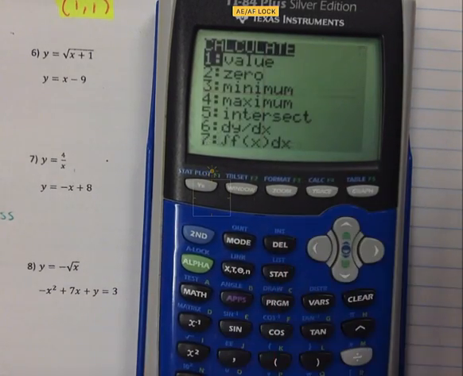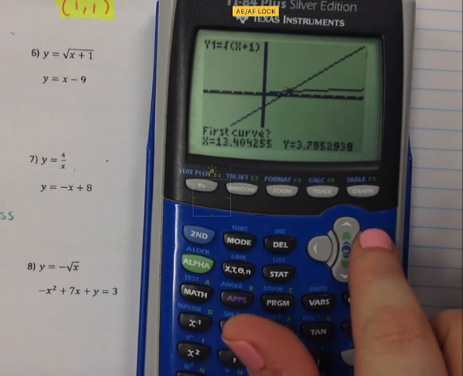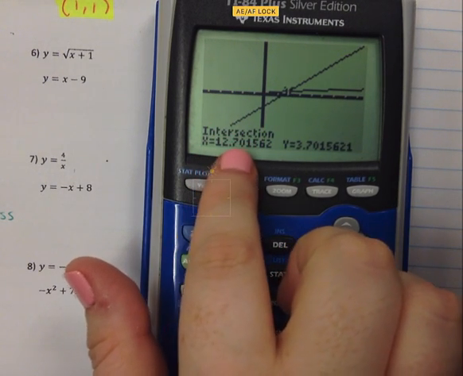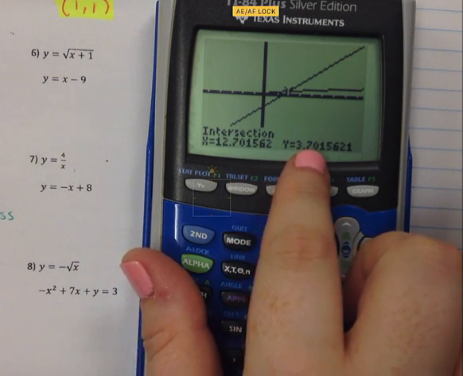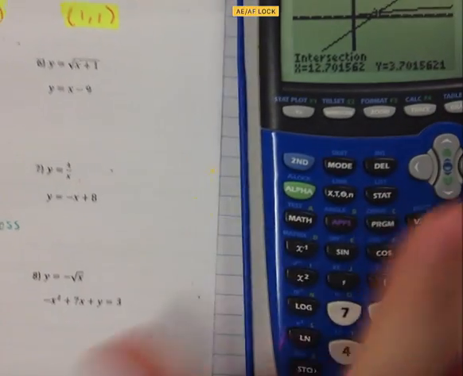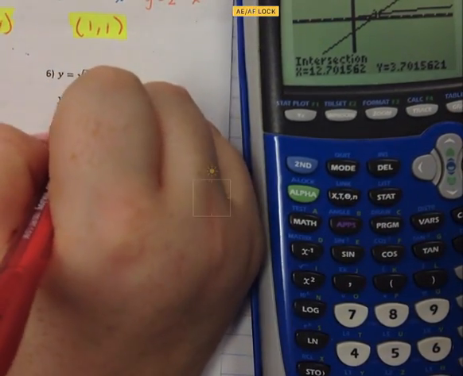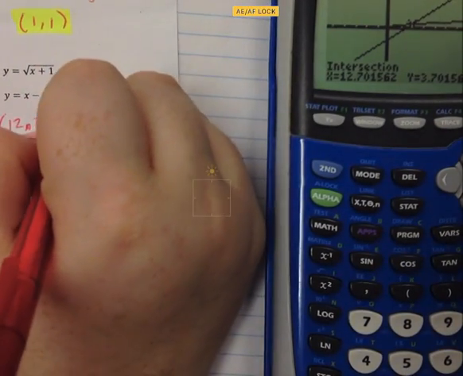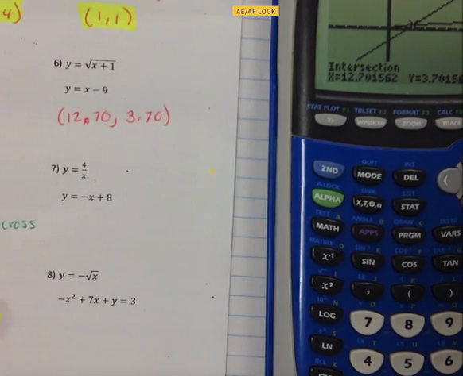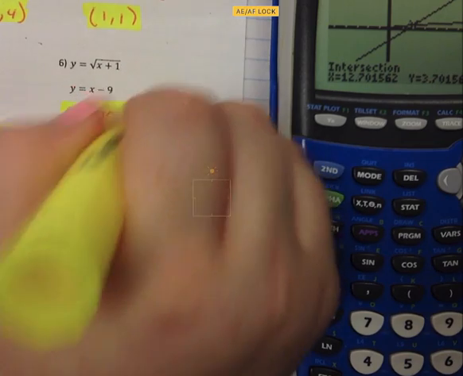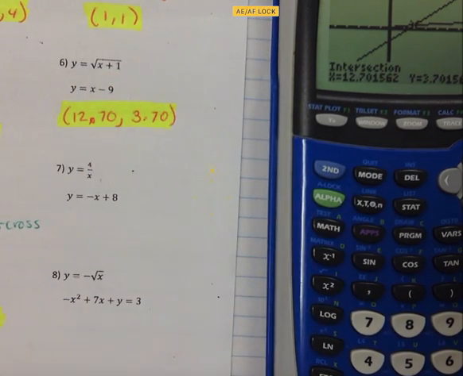So second trace 5. We're going to move our cursor until we get to the general location of that. We're going to press enter 3 times. Enter, enter, enter. And we're at 12 and 7/10 and 3 and 7/10. So we can put 12, we can also say 12 and 70 hundredths, comma, 3 and 70 hundredths, which is also 3 and 7/10. And that is our one solution for this problem, because that line and radical will never cross again.